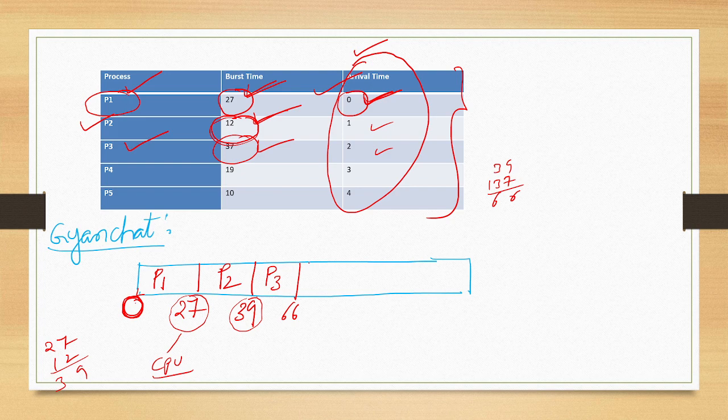39 to 66, P3 will complete its execution. After P3, which process came? P4. Here you have to check this 0 1 2 3. After P3, P4 came. What is the burst time of P4? 19. Current time is 66. You have to add 19 to 66. How much? This is 85. Up to 85 milliseconds P4 completes its execution.